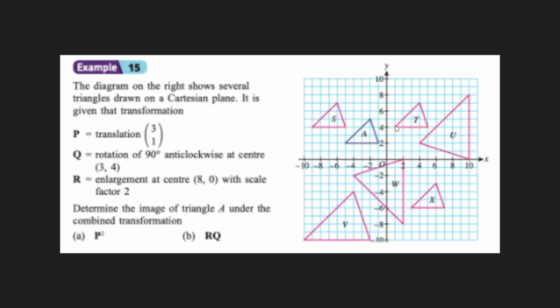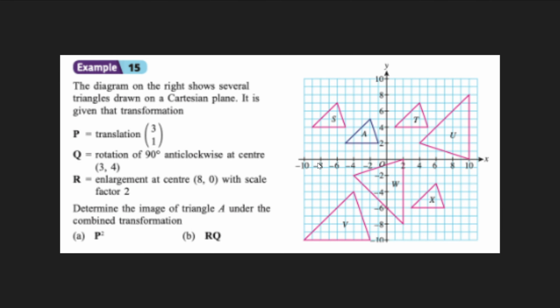So for the first question, P squared is the translation of (3, 1). So the image of triangle A is T.